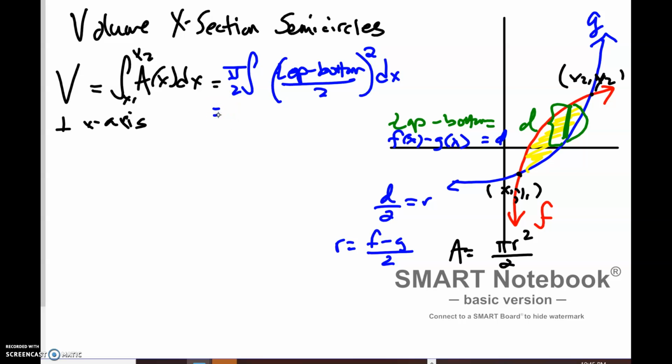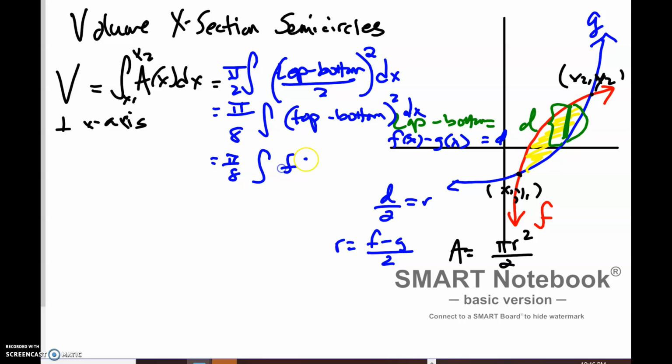And then we talked about how you could square this 2 on the bottom, which makes a 4, multiply with this 2 on the bottom, which makes 8, and it's pi over 8, the integral of top minus bottom squared dx. Or you could say f minus g, whatever. Then I'll write it out: f of x minus g of x squared dx.